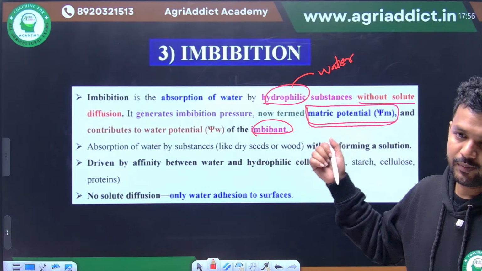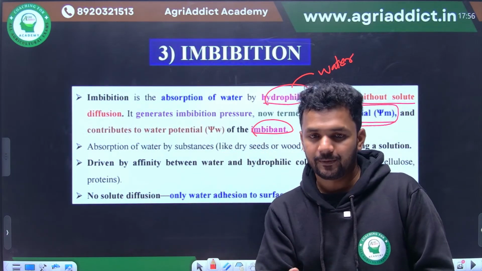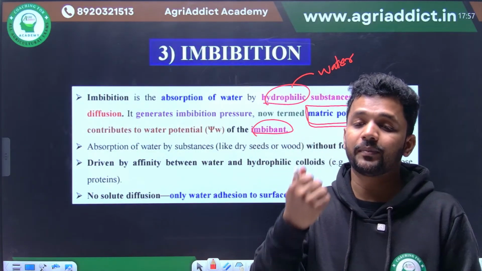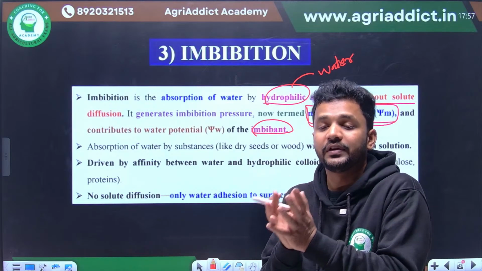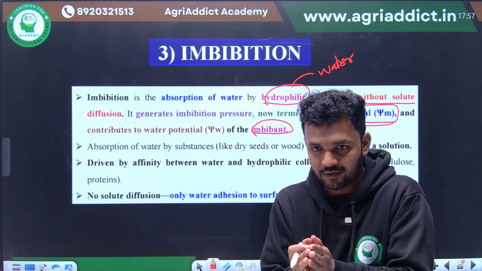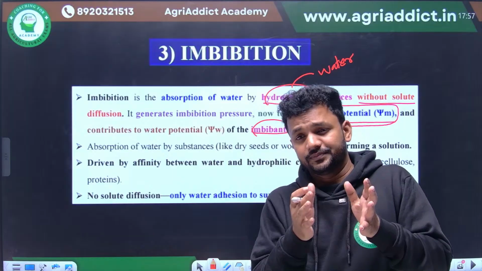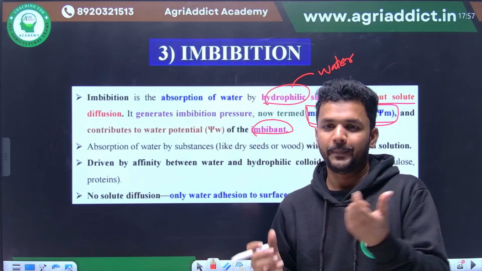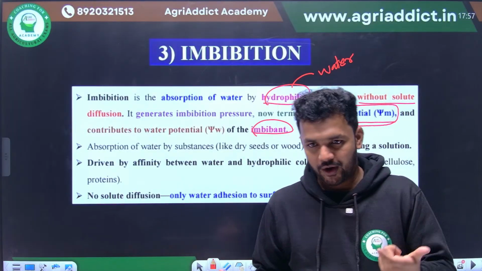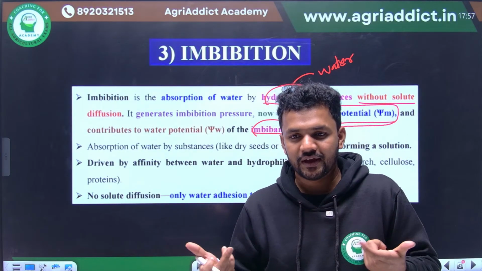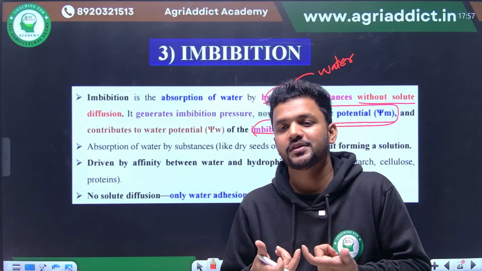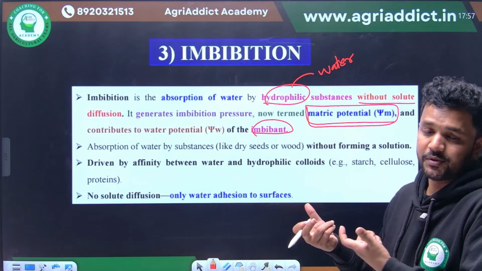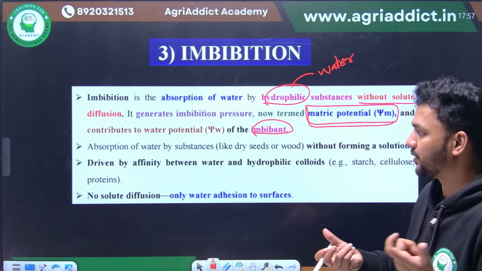The imbibition pressure is driven by the affinity. How much will be the pressure, or how much will be the matric potential, is determined by the affinity or hydrophilic nature of the substance. The imbibition pressure would be decided by the love between water and the substance, how much they can stay together. That will be the determining point for the imbibition pressure. And imbibition pressure is also known as matric potential.